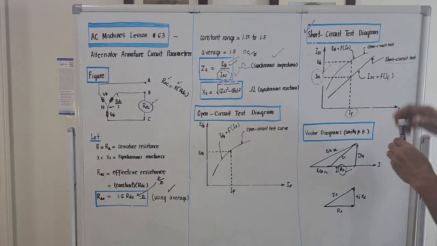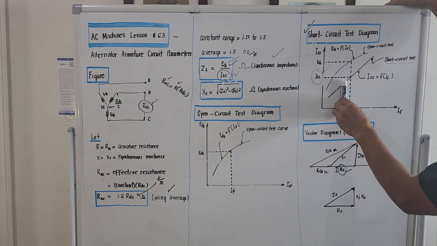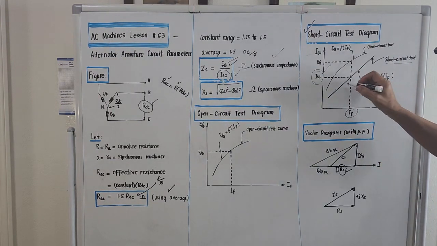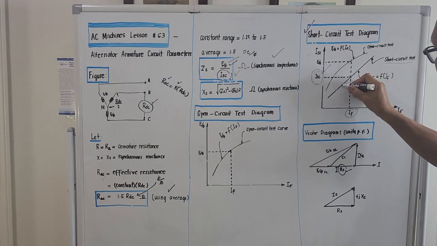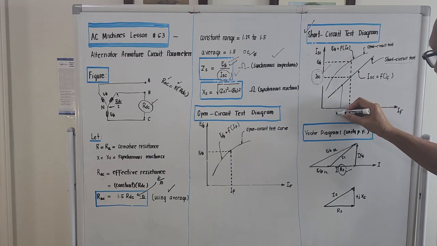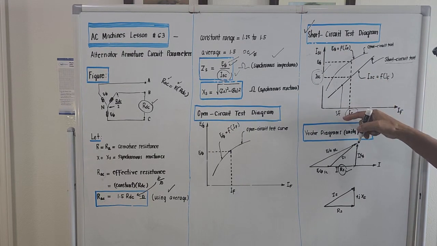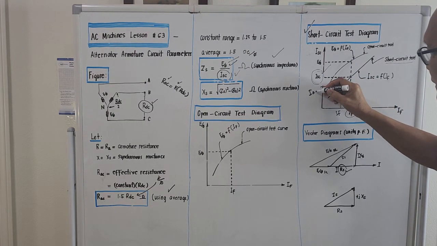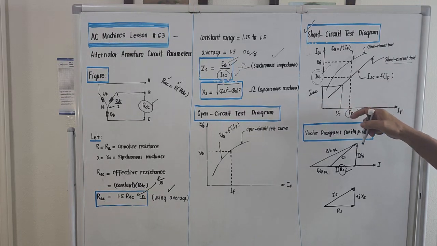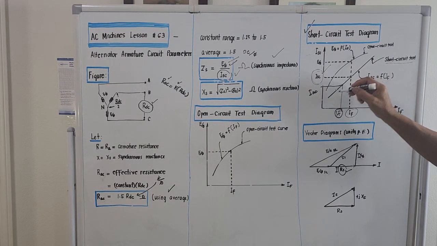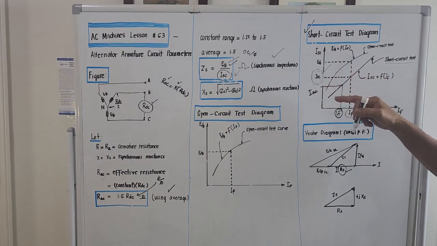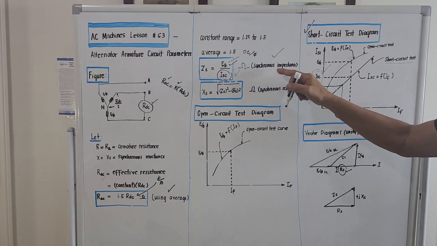If you move your field current a little bit to the left, supposing we go to this line, this should be the value of I sub F. At this I sub F, there should be a corresponding short circuit current. If you plot a graph of IF here, there is a corresponding short circuit current for that one. And that's how we get the value of the synchronous impedance.